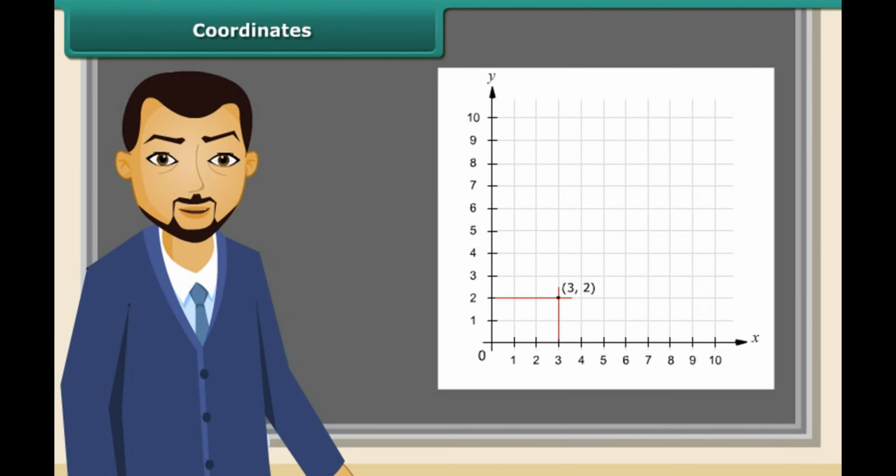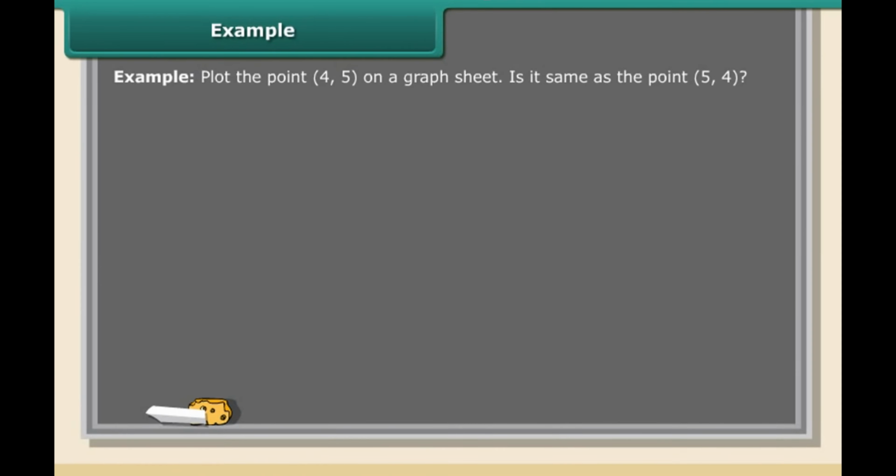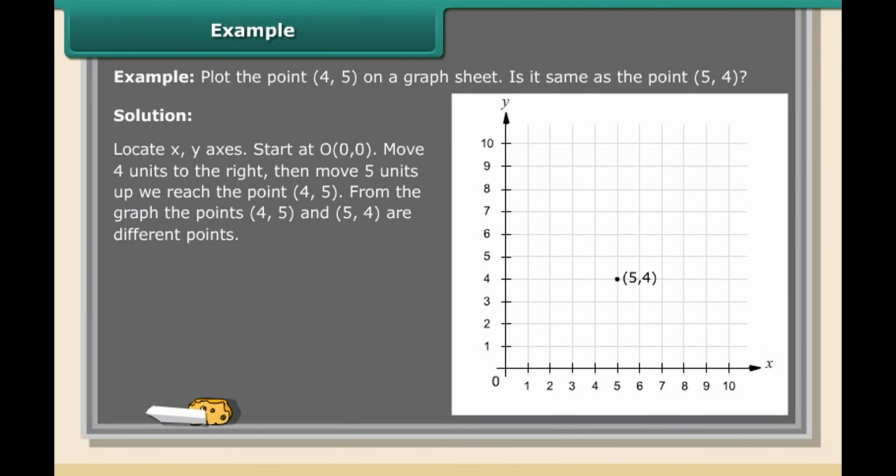Always the first number indicates the x coordinate and the second number indicates the y coordinate. Example: Plot the point (4, 5) on a graph sheet. Is it the same as the point (5, 4)? Solution: Locate the x and y axes. Start at O (0, 0).